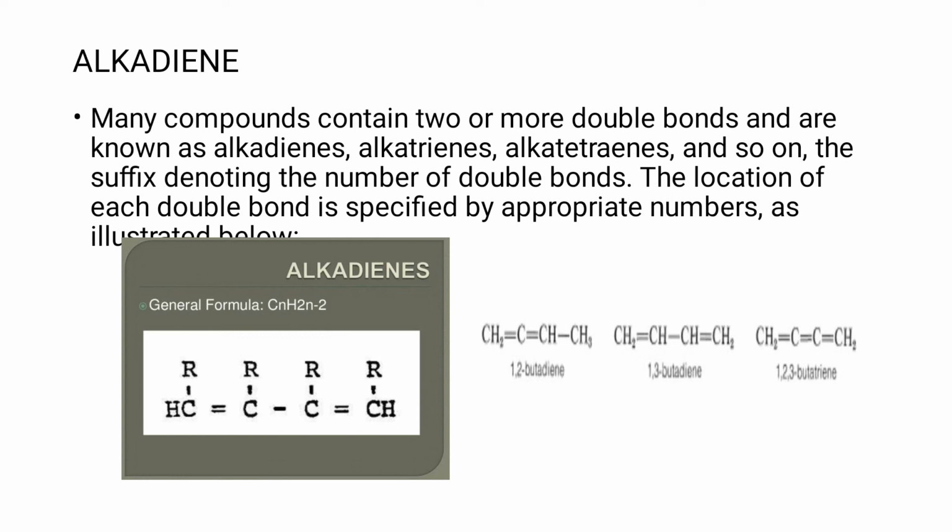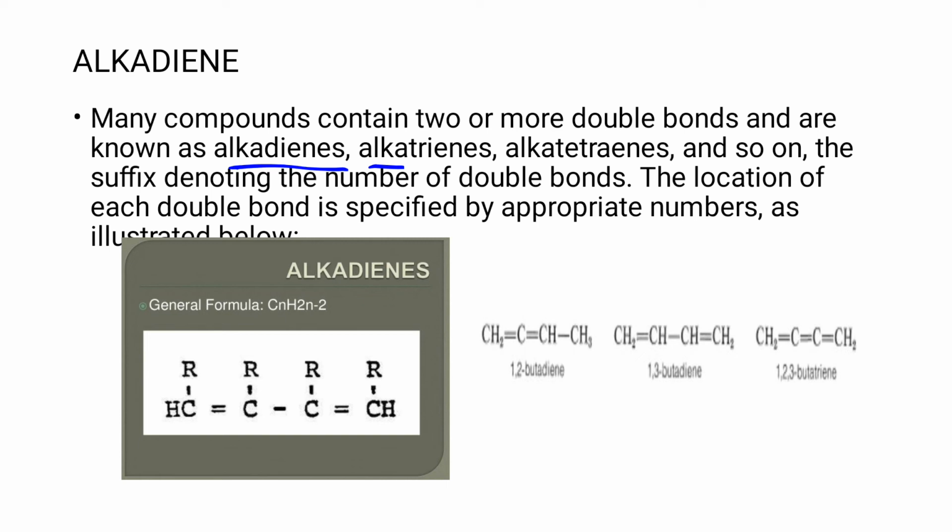Many compounds containing two or more double bonds are known as alkadienes, alkatrienes, alkatetraenes, and so on. The suffix indicates the number of double bonds. The location of each double bond is specified by an appropriate number, as illustrated below. When an organic compound contains two double bonds, that compound is known as an alkadiene.